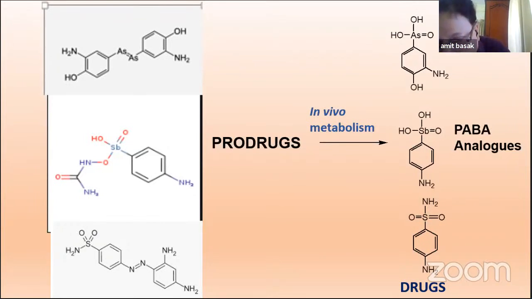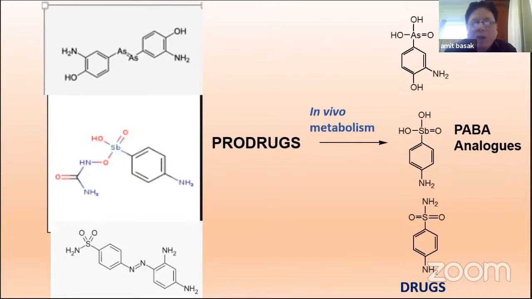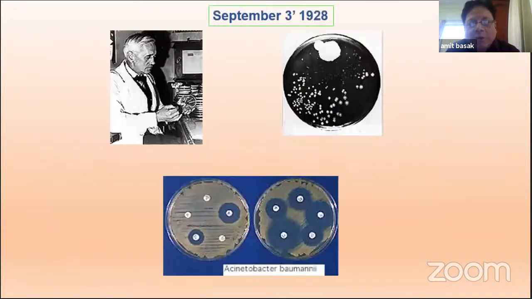One important point to mention here is that we humans cannot synthesize folic acid, but bacteria synthesize it. The interesting point is that bacteria cannot utilize folic acid from outside. On the other hand, humans get folic acid from our diet. So this is a good target. If you stop the biosynthesis of folic acid in bacteria, then you get an antibacterial agent. That is exactly what happened: the antibacterial action of the sulfonamides was due to the stopping of folic acid biosynthesis.